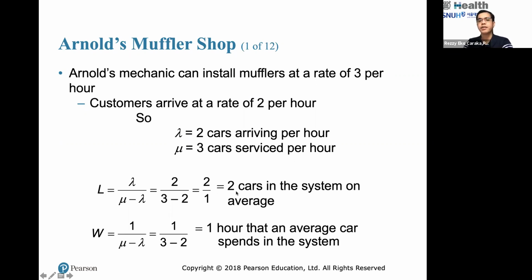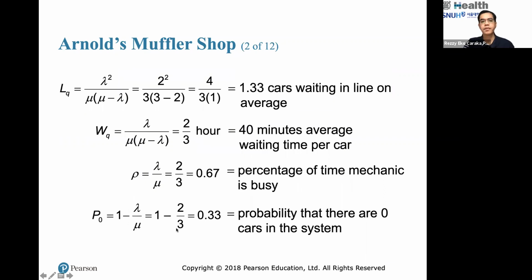For L, the result is 2, so 2 cars in the system on average. The system can only handle 2 cars on average. For W, we get 1 hour that an average car spends in the system. It's easy. Here we can also use LQ. After the analysis, we get 1.33 cars waiting in line on average. Because there is no such thing as 1.33 cars, you can put 1 car waiting in line on average.